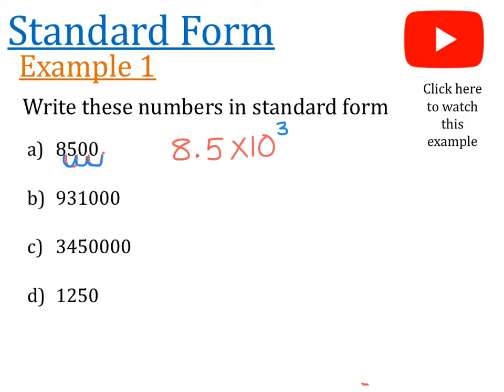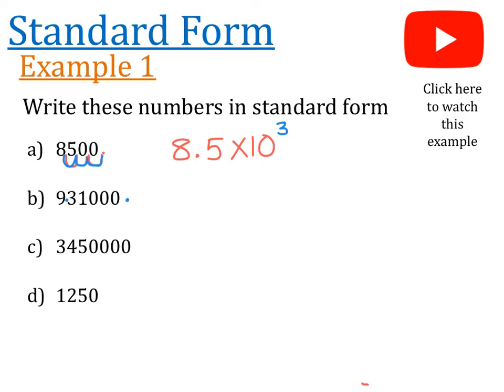It says 931,000. So 931,000 and no change at the end of it. So we need to figure out where that decimal needs to go. Now hopefully you can see it needs to make its way all the way over here. So it needs to get between the 9 and the 3 so we can have 9.31.